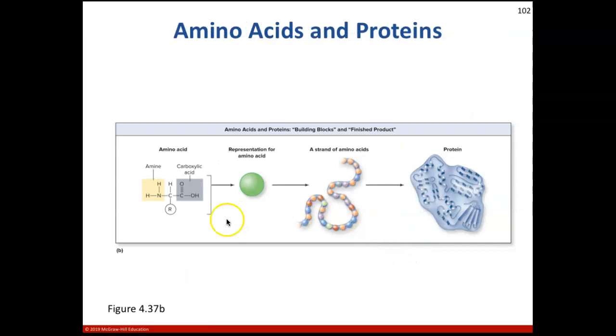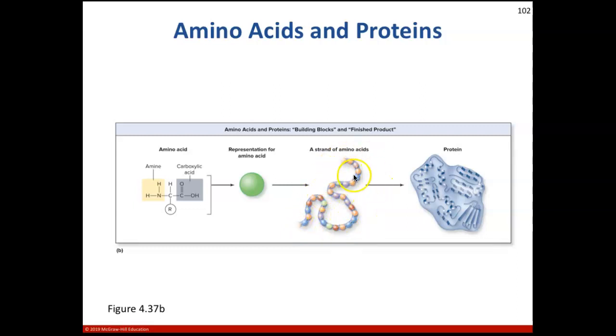So I wanted to show you this figure as well. This is showing you the structure of an amino acid. You can see a carbon in the middle. We've got our hydrogen. The R is a variable region, so this is going to change depending on the amino acid. We've got an amine group here and a carboxylic acid group over here. To represent these amino acids simply, we're going to use a sphere. And this is showing us a strand of amino acids. So those tRNAs place each one of these amino acids in order to make this chain.